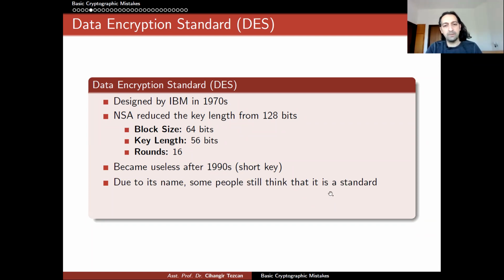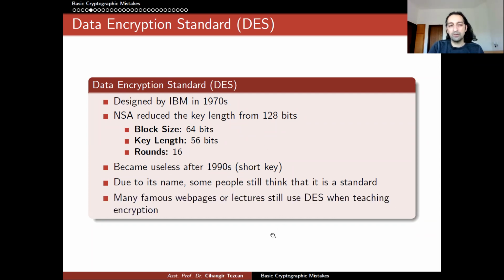But there are two problems here. The first one is the short key, but the second one is that due to its name, some people still think that it is a standard because the name says Data Encryption Standard. And even more importantly, many of the famous web pages or lecture notes still use this when teaching encryption. Until a few years ago, when you googled Microsoft and encryption, you would see an official Microsoft web page where they try to explain how encryption works, and they suggest you how to use the Data Encryption Standard. So a lot of people are still using this broken algorithm.